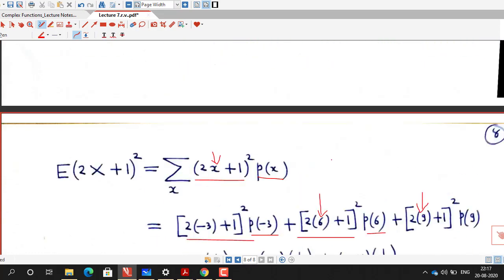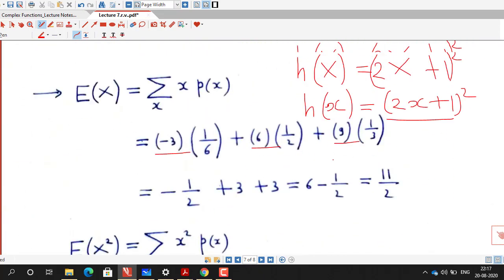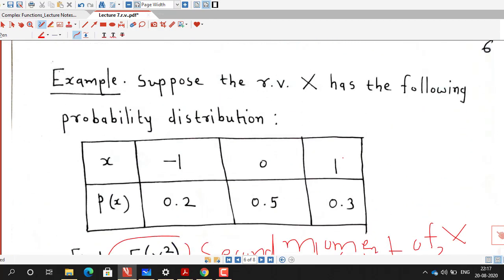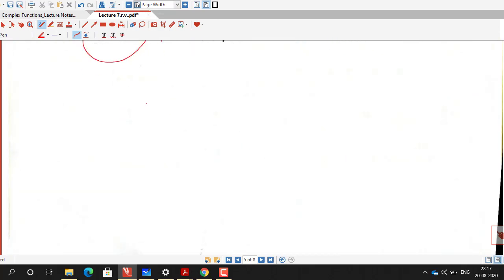In this way you can find the expected value of a given random variable X as well as the expected value of a function of random variable capital X.